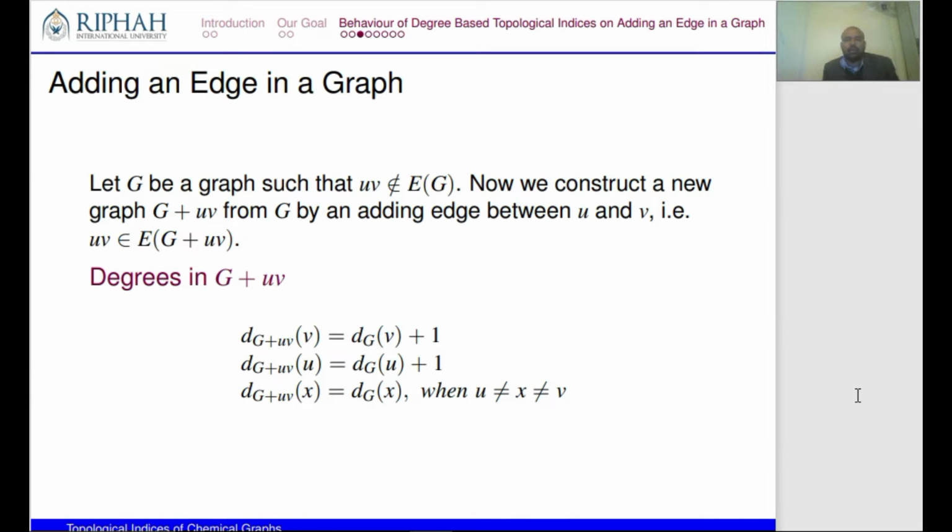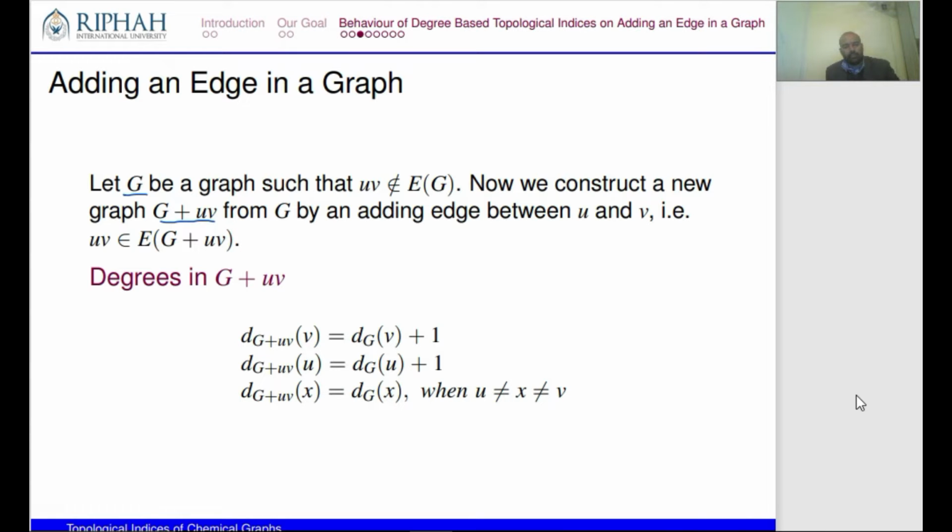Let G be a graph with non-adjacent vertices u and v. I mean, there is no edge between u and v. So we have a graph G with non-adjacent vertices u and v. We construct a new graph by inserting an edge between u and v, which is G plus uv. So now we have two graphs, G and G plus uv. We need to compare these two graphs with respect to the first Zagreb index.